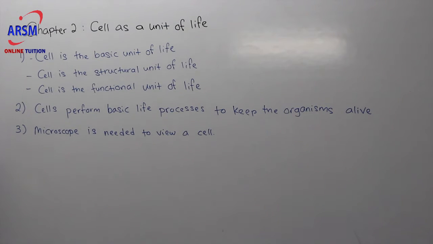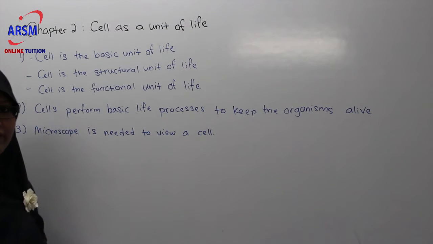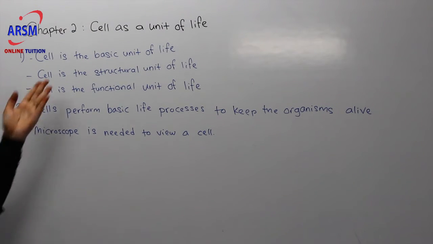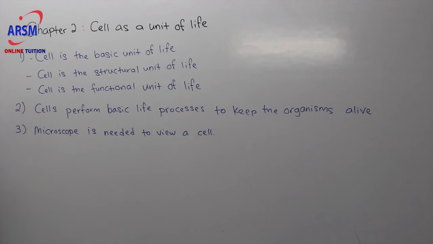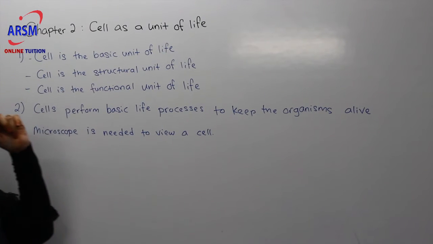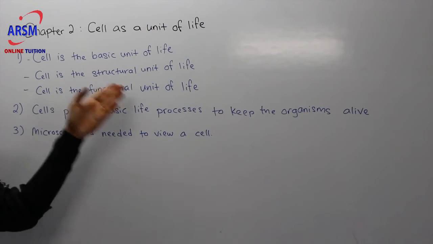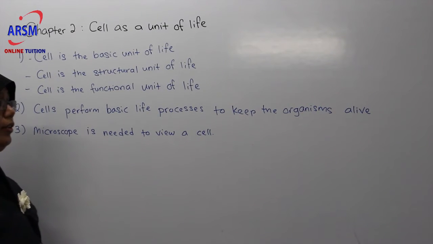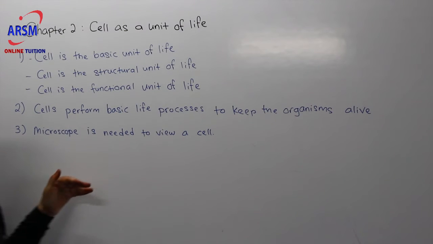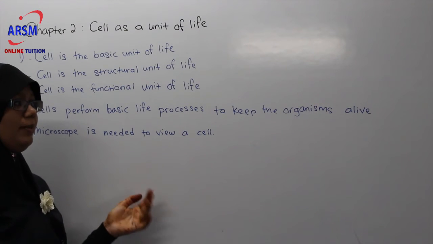Today we are going to learn science for Form 1, chapter 2, cell as a unit of life. What is a cell actually? Cell is the basic unit of life. No organisms will be formed without a cell. We can also say a cell is a structural unit of life or functional unit of life, and they perform basic life processes to keep the organism alive.